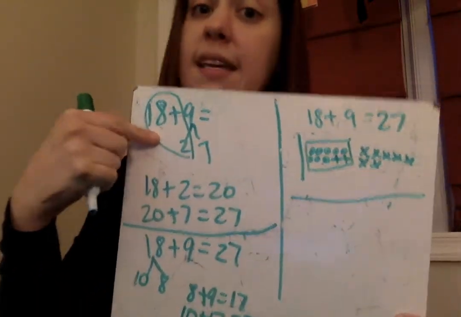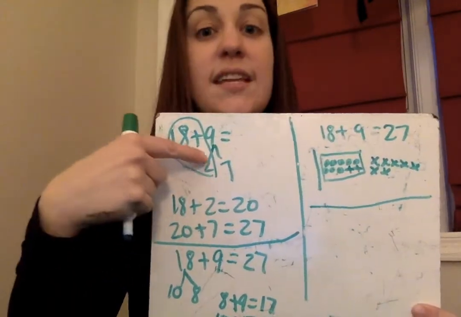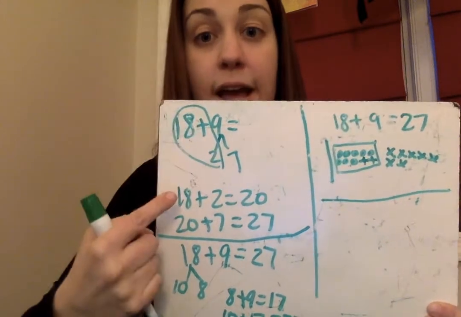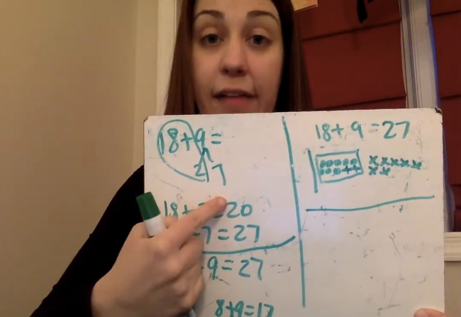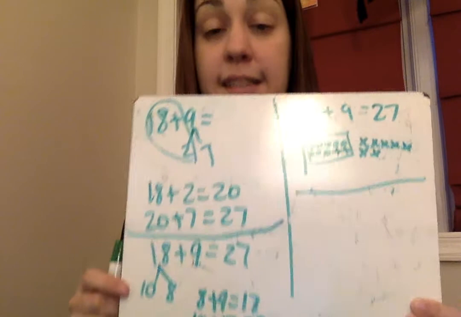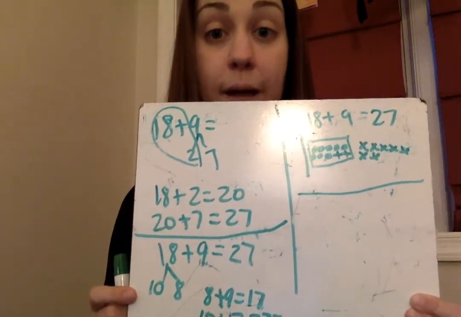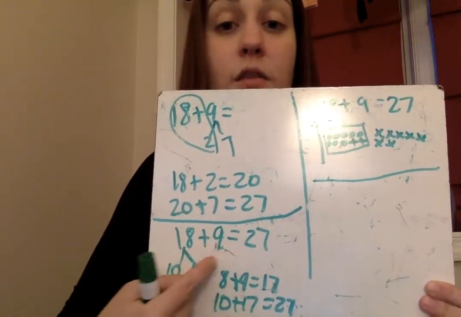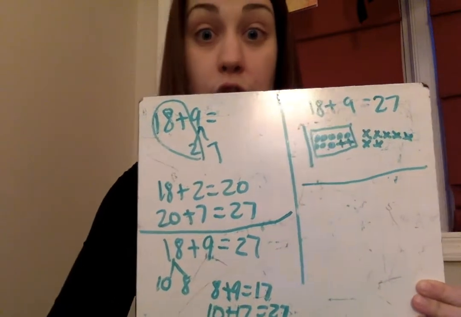This method is a lot more efficient in the sense that they get to the 10 faster and can do 18 and 2 is 20 and just add the 1s, but this is definitely an acceptable way for students to solve that problem, because it shows that they are adding the 1s and the 1s and are creating a new 10.